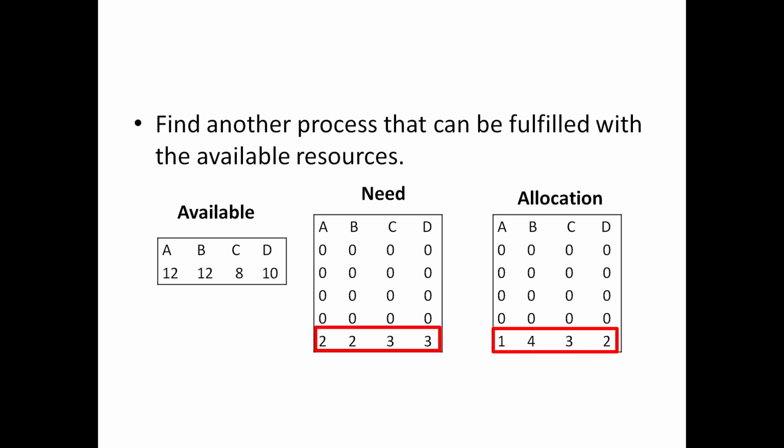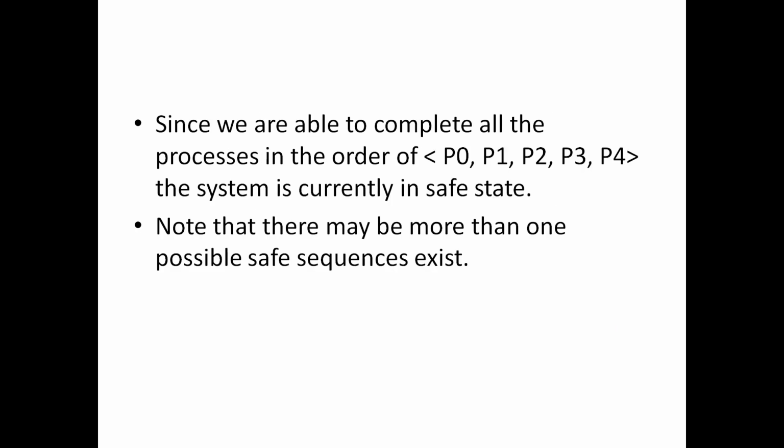So what we understood from this evaluation is that since we are able to complete all the processes in this order of P0, P1, P2, P3 and P4, the system is currently in a safe state. So there is no possibility of any deadlock as of now, since there is a sequence by which we can complete all the processes. And also this may not be the only sequence in which you may complete the processes.